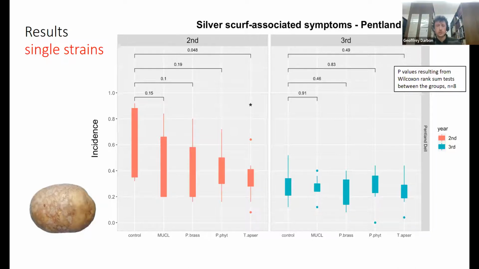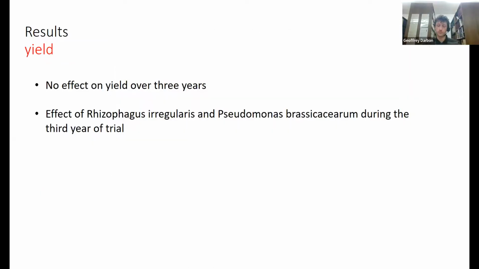So this is the only thing we obtained with single strains in terms of biocontrol. As for the yield results, we saw that during the third year, Rhizophagus on its own and also Pseudomonas on its own were able to improve the yield in comparison with control. But it has to be said, no effect was observed on yield over the 3 years. No consistent effect.